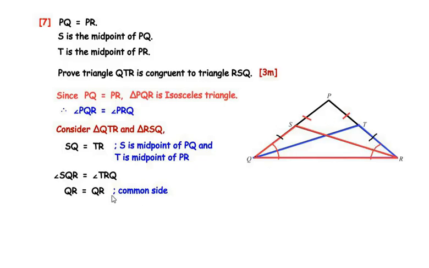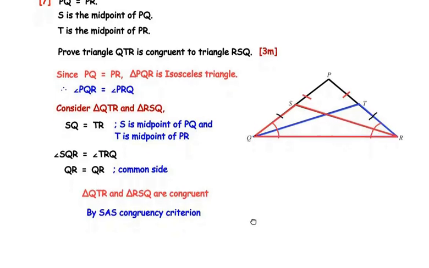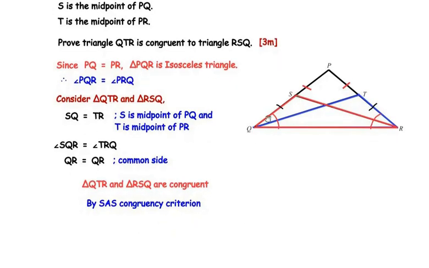And finally, we can say that the side QR from the first triangle is equal to the side QR from the second triangle because this is a common base side for both the triangles. So triangle QTR and triangle RSQ are congruent by side, angle, side congruency criterion. So this is our answer.